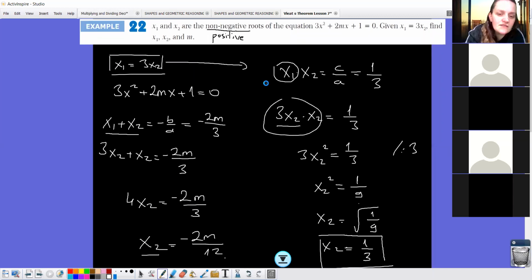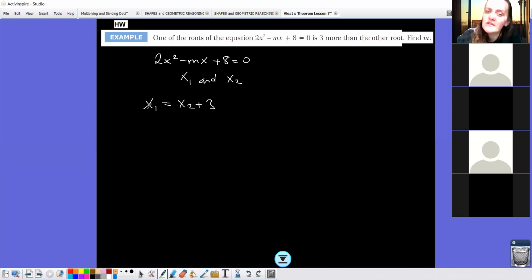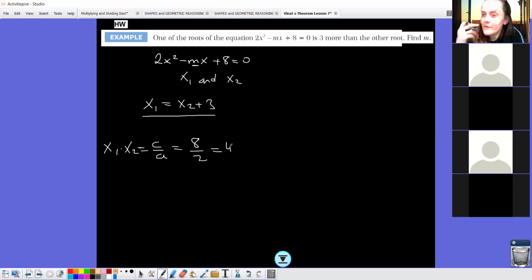We tried the sum, then we tried the product. So the same thing we'll do here. Again, something is given and we have an m here. We don't know the b. Now, if we know the c, I will start with x1 times x2, which is c over a. And we know both c and a, which will be 8 over 2, and it is 4.